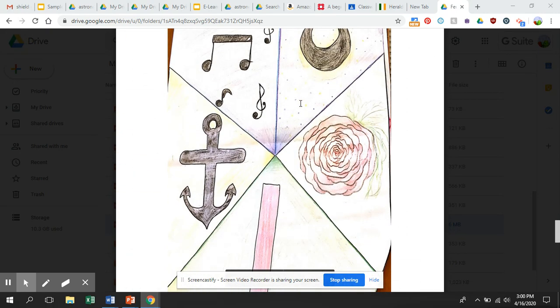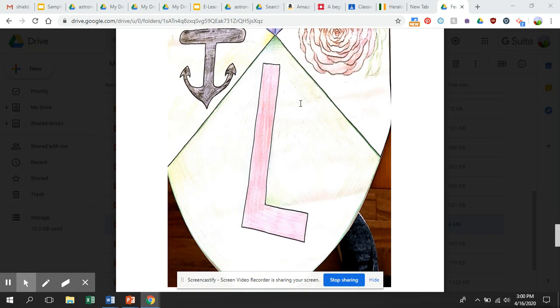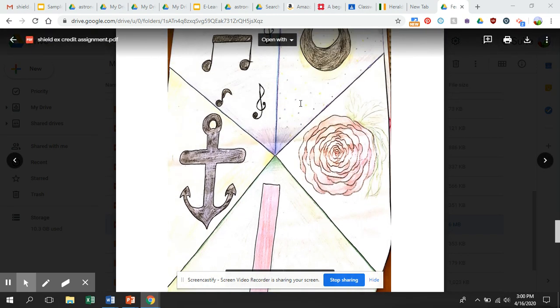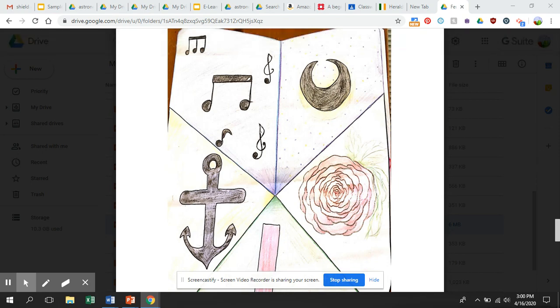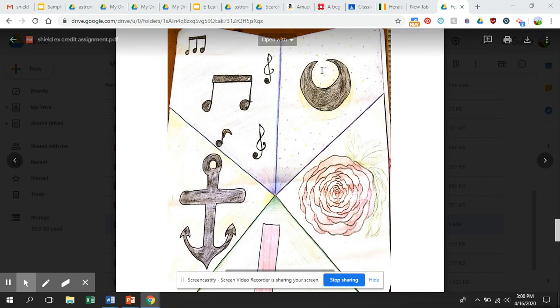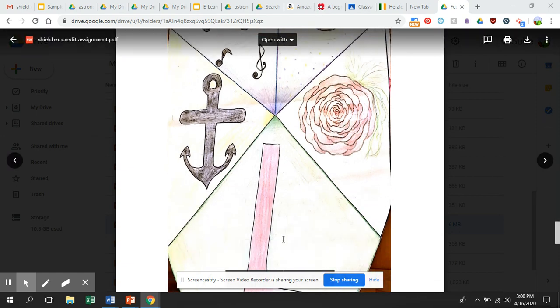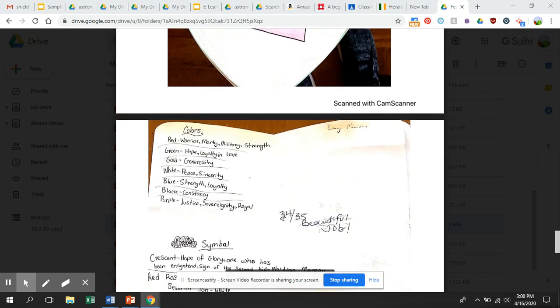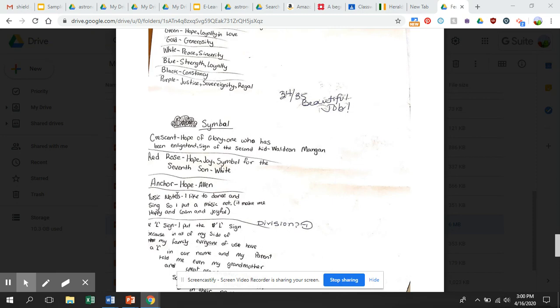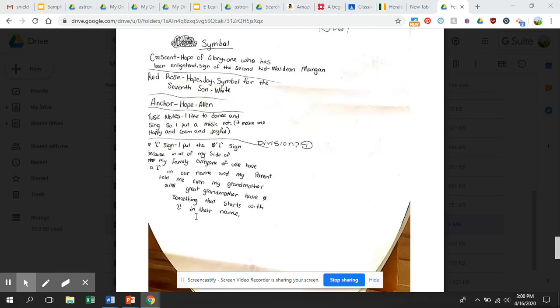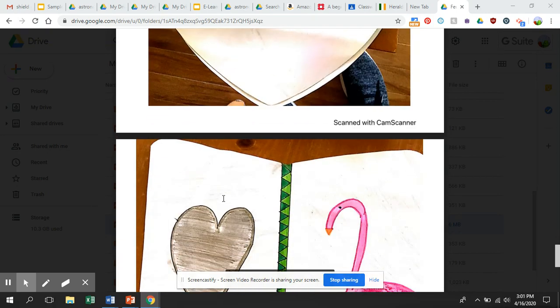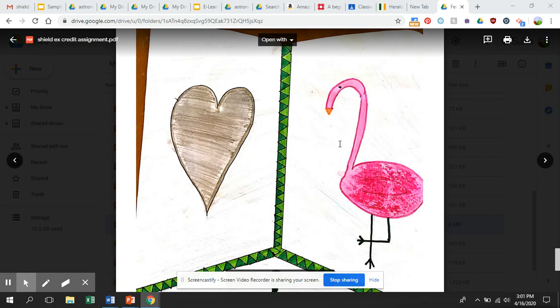And here is an example of what a student did last year. So this is how she divided it up. Personal symbols, she had more than the minimum required. And then she had these medieval symbols. On the back, she discussed why she chose her colors, each symbol, and what it meant to her. Okay, there's my shoes.